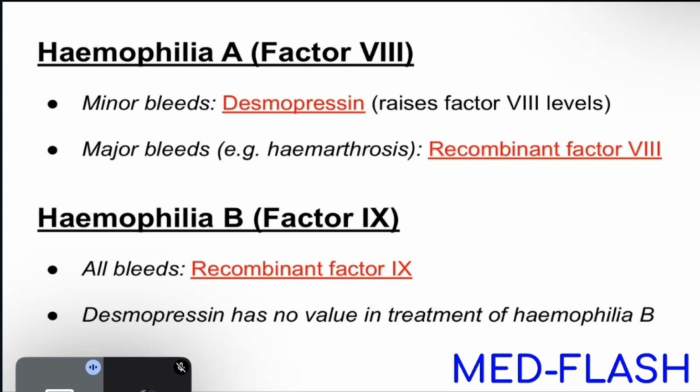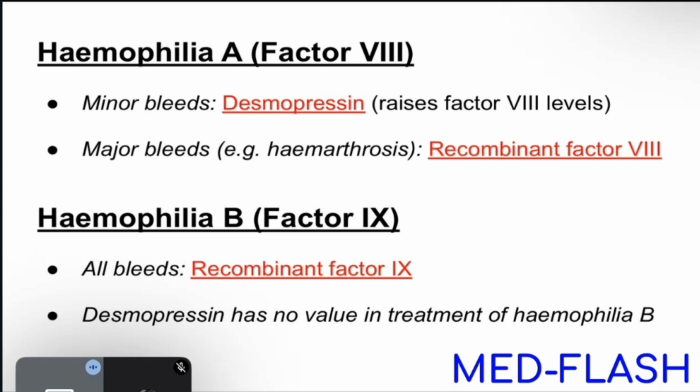Hemophilia A is associated with factor 8. In case of minor bleeds, you give desmopressin, which raises factor 8 levels, and for major bleeds, you have to give recombinant factor 8. But for the level of PLAB, you need to remember that if you are given both the options of desmopressin and recombinant factor 8 for hemophilia A treatment, you have to always select desmopressin. Desmopressin is given first. If either desmopressin or recombinant factor 8 is given, then you can go for either of them. But if both are given, go for desmopressin.